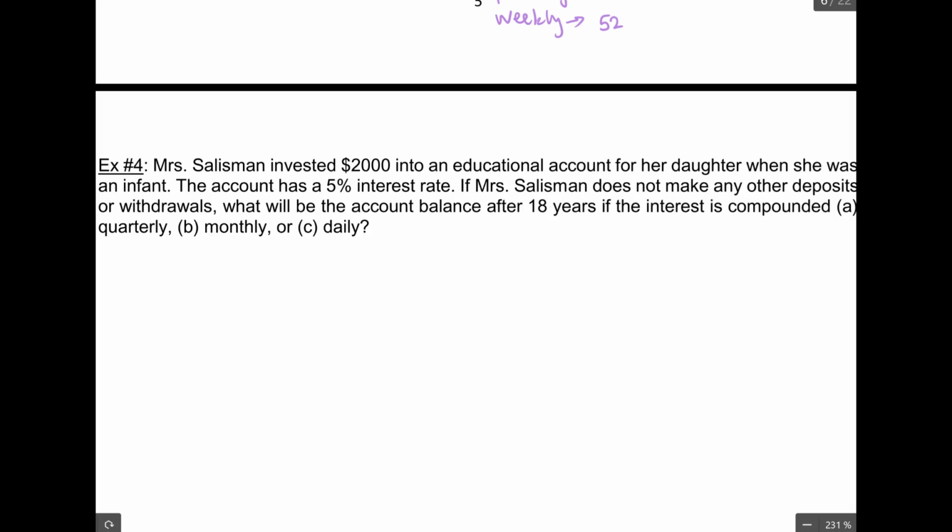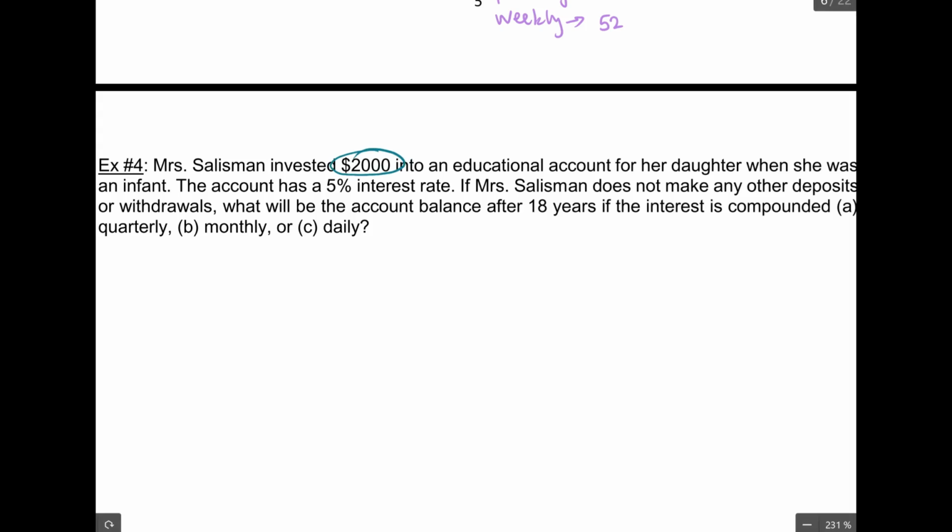So Miss Sally invested $2,000 into an educational account for her daughter when she was an infant. The account had a 5% interest rate. If Miss Sally does not make any other deposits or withdrawals, what will be the account balance after 18 years if the interest is compounded A, quarterly, B, monthly, or C, daily.